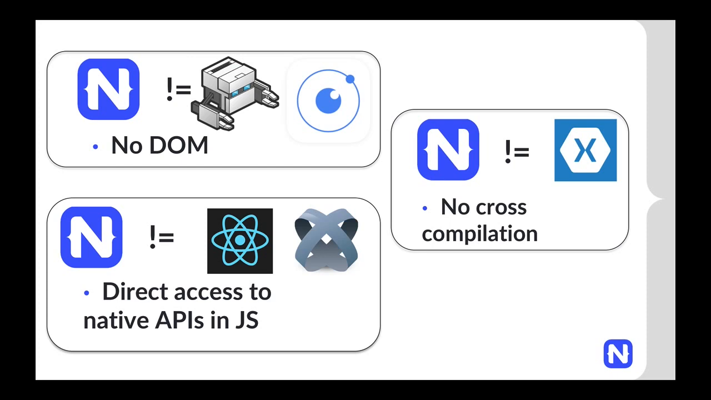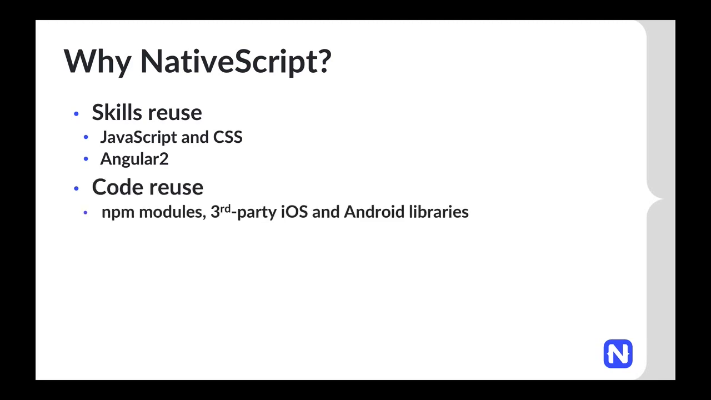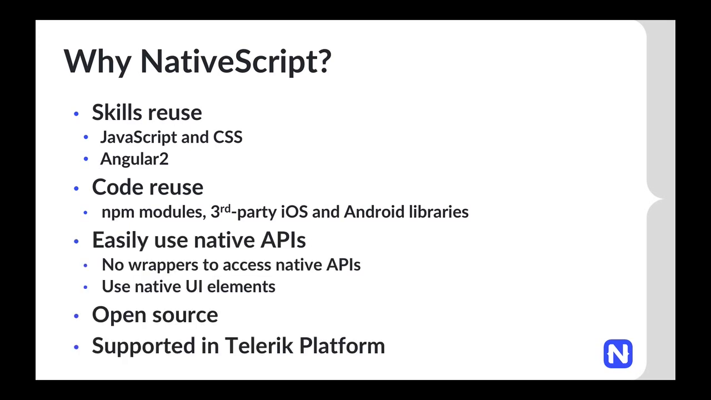So why would you pick NativeScript? First of all, you can reuse the skills you already have. You can reuse your JavaScript and CSS and now Angular 2 skill set. You can reuse code, and we're going to talk a little about this today. You can use NPM modules throughout your code base, third-party iOS and Android libraries, and of course you can use Angular 2 to write for the web and for mobile. You can use native APIs because there are no wrappers to access native APIs. You can go ahead and use those directly, and you can use native UI elements. NativeScript is also open source, and it is supported in Telerik platform, which is what we're all talking about today.